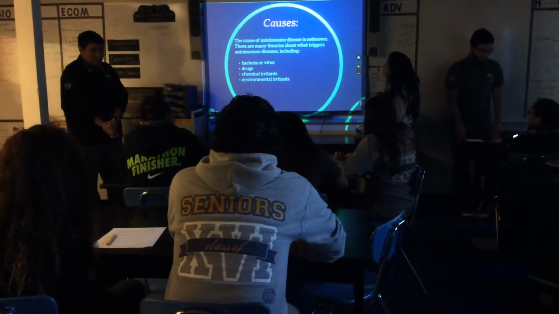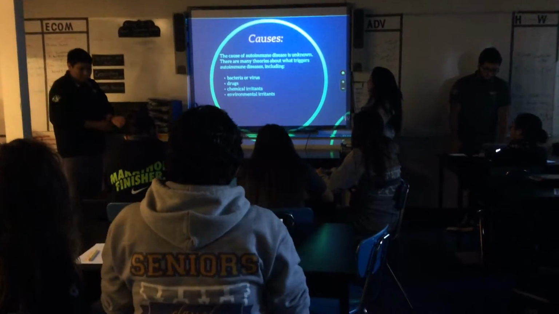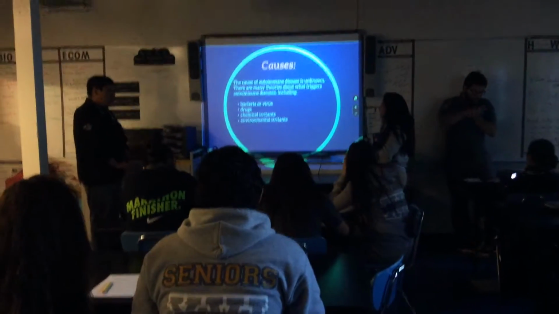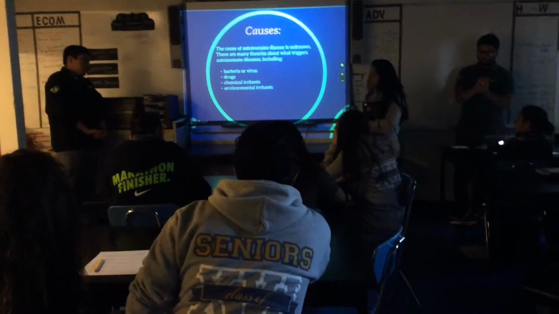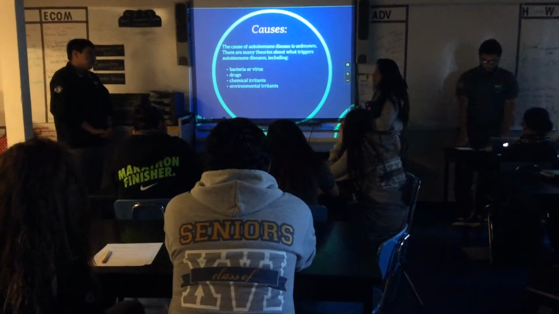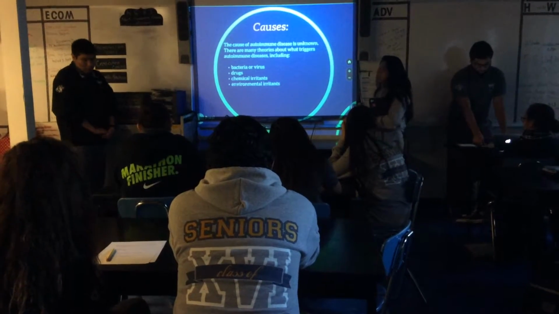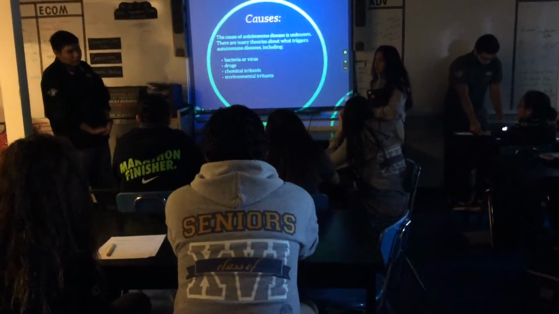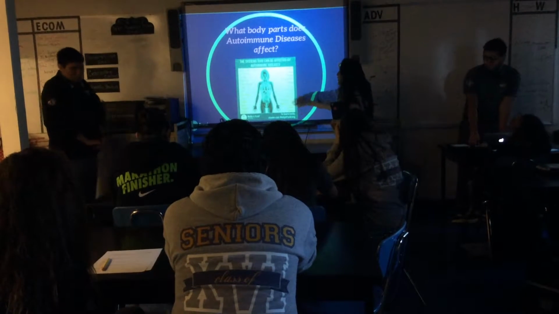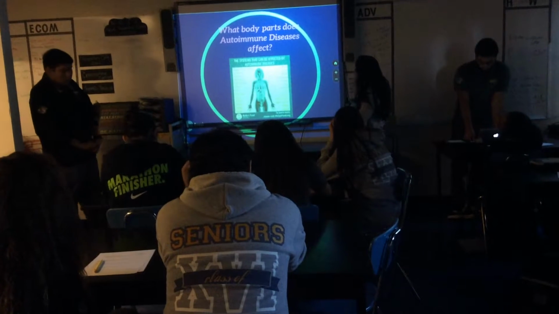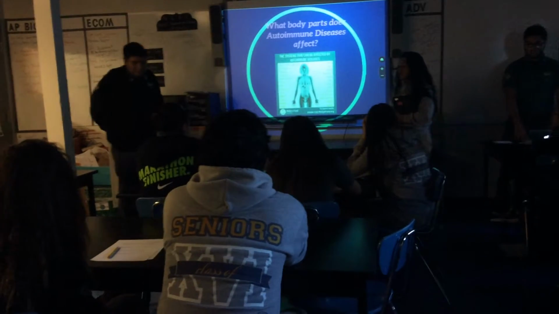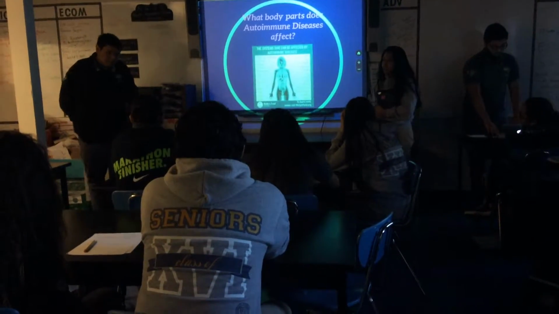So basically, the cause of immune disease is very unknown, but there are theories of what triggers an immune disease, including bacteria, viruses, drugs, chemical irritants, and environmental irritants. If you have a family member who has an autoimmune disease, it's possible that you could also have it. Those are some of the body systems that could be affected by autoimmune diseases. You can see that nothing is safe from autoimmune disease. Anything could be affected.